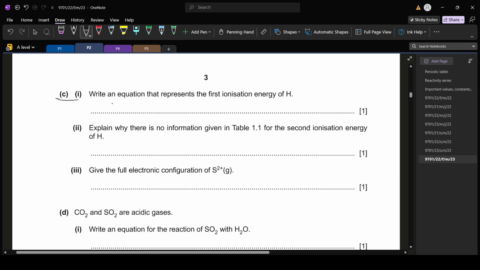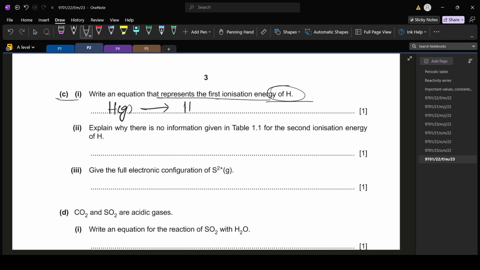Now part C, write an equation that represents the first ionization energy of hydrogen. The definition of ionization energy is the energy change when 1 mole of gaseous atoms changes into 1 mole of gaseous ions. So when a gaseous hydrogen atom loses one of its electrons, it forms a gaseous ion. So this is the first ionization energy of hydrogen.